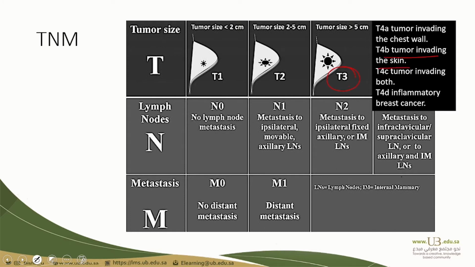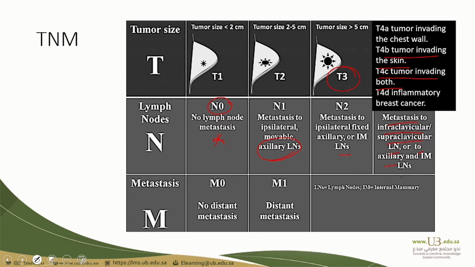T4B, tumor invading the skin, including peau d'orange, we call it T4B. If the tumor invades the skin and the chest wall, we call it T4C. And T4D for inflammatory breast cancer. The lymph node: N0, there is no lymph node. N1, ipsilateral movable axillary lymph node. N2, metastasis to ipsilateral fixed axillary or internal mammary lymph nodes. And N3, metastasis to infraclavicular, supraclavicular lymph node, or to axillary and internal mammary lymph nodes.